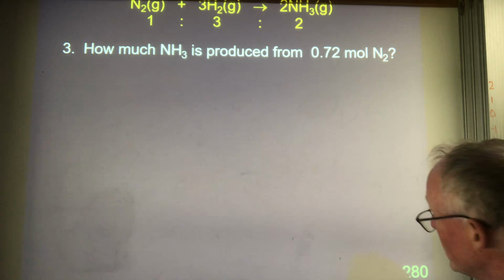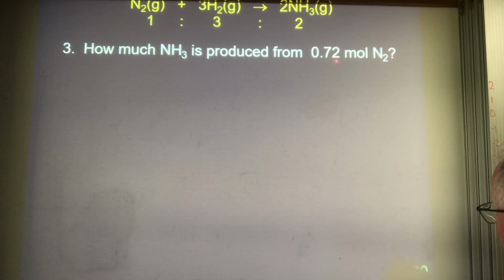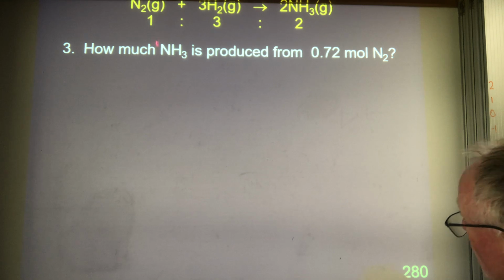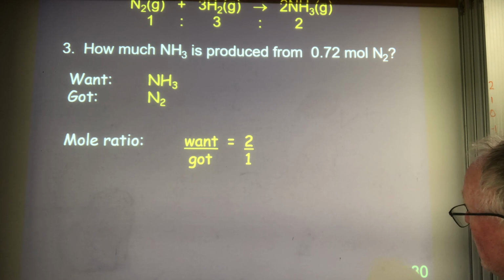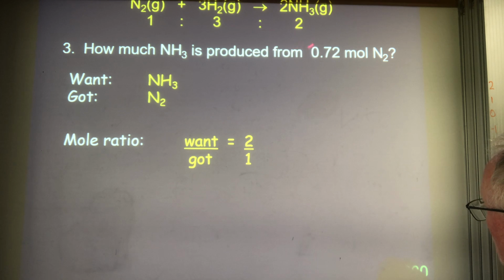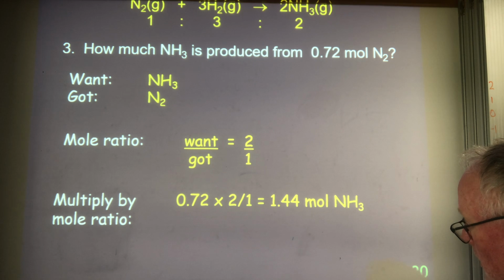Of course, we don't usually have whole numbers of moles. We're pretty much always going to have decimals. So this time we want to know the ammonia. We've got the moles of nitrogen. Want over got, 2 over 1.